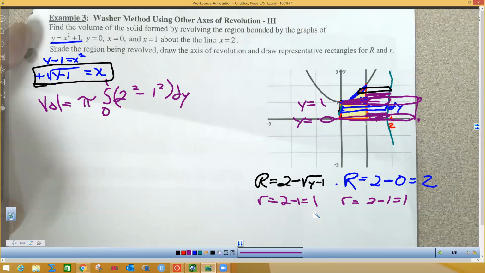Okay. Now this is going to work from y equals 0 up to here. That's y equals 2. So that's going to be plus pi integral 1 to 2 of big R, which is this 2 minus the square root of y minus 1 squared, minus little r, which is 1 squared, dy.